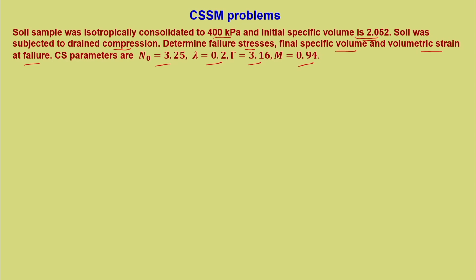So what has been given? There is a soil sample whose critical state parameters are known. Then we have been given the initial state, that it has been isotropically consolidated. Now knowing the initial state and the critical state parameters, we will demonstrate, or that is what we started off with: why do we need a critical state framework? For predicting the behavior of soil.